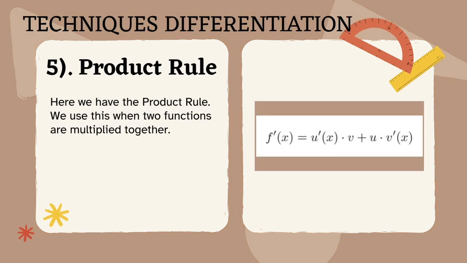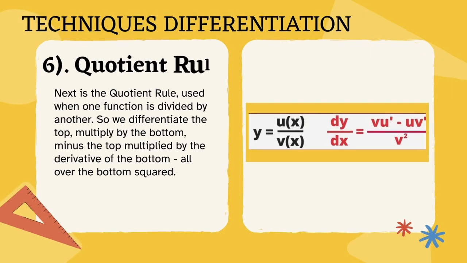Five, we have the product rule. We use this when two functions are multiplied together. Next is the quotient rule, used when one function is divided by another. So we differentiate the top multiplied by the bottom, minus the top multiplied by the derivative of the bottom, all over the bottom squared.